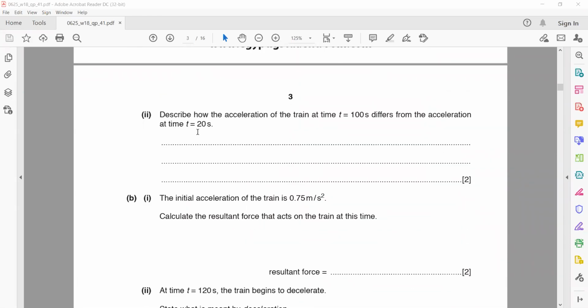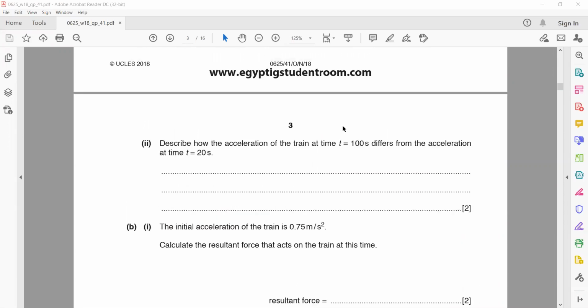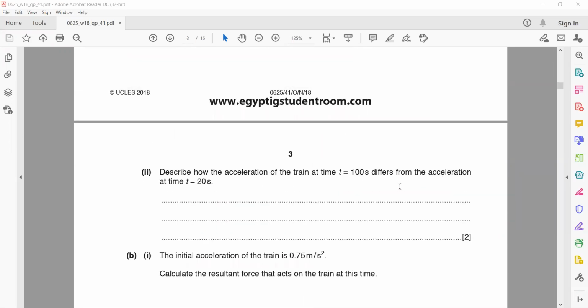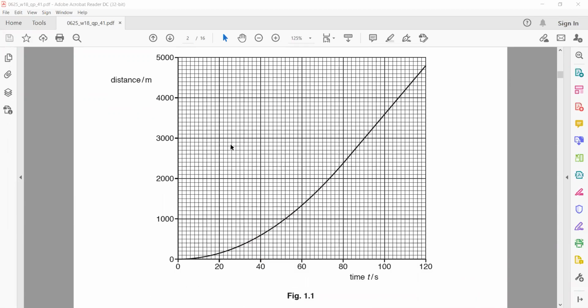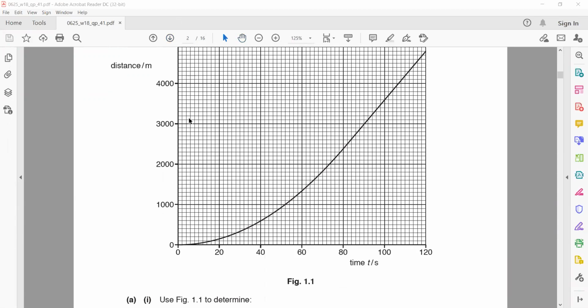The next part: describe how the acceleration of the train at time t = 100 seconds differs from acceleration at time t = 20 seconds. When we compare, acceleration means the change in speed. In the first 20 seconds, the slope is changing. Here you can see the slope changes. And what does the slope represent? Slope represents speed. So if the slope is changing, it means the speed is also changing. So in 20 seconds, the speed was changing, so the train was accelerating.